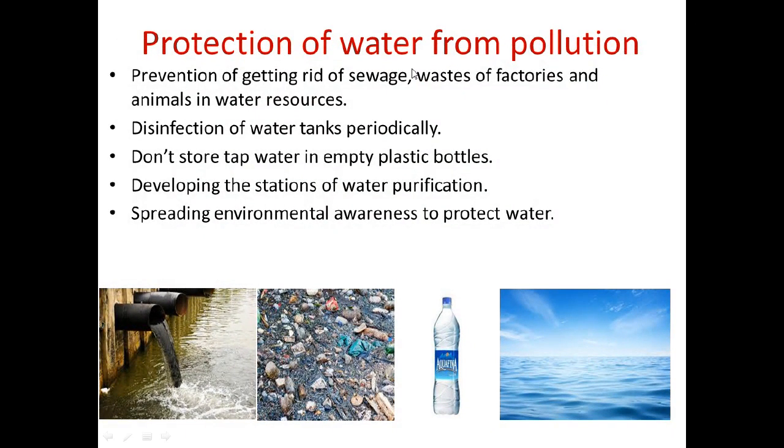Protection of water from pollution. First, we must prevent getting rid of sewage or wastes of factories and animals in water resources, to protect ourselves from biological, chemical, and all forms of water pollution. Also, we must protect all living organisms from these results of water pollution.